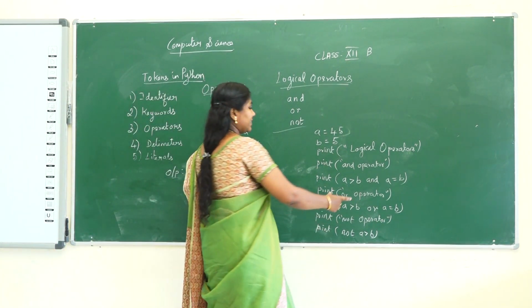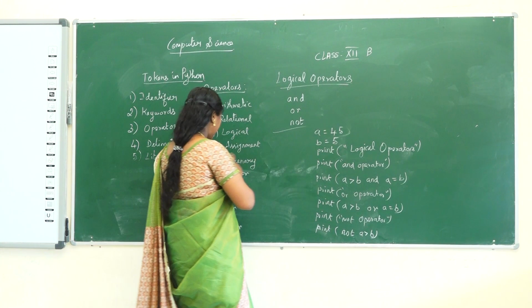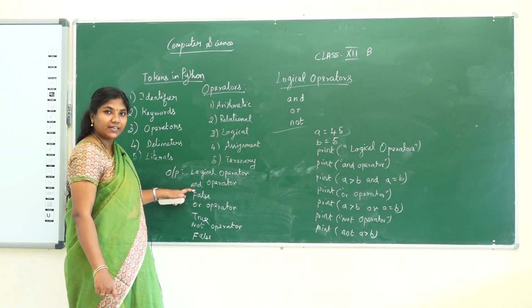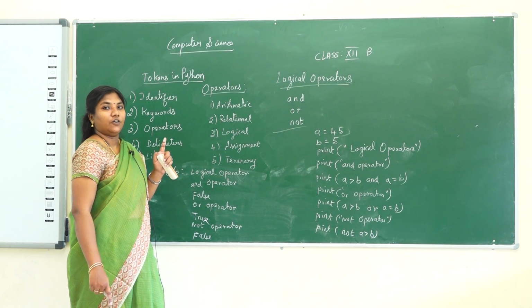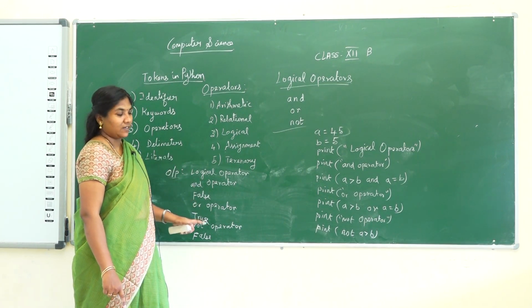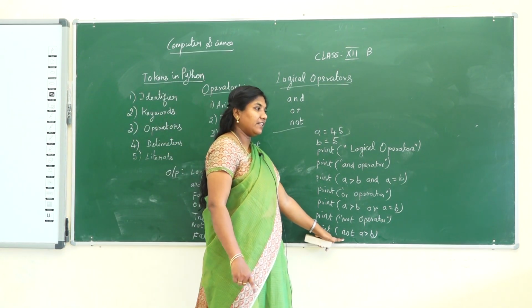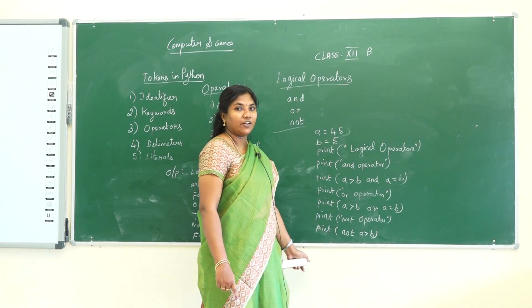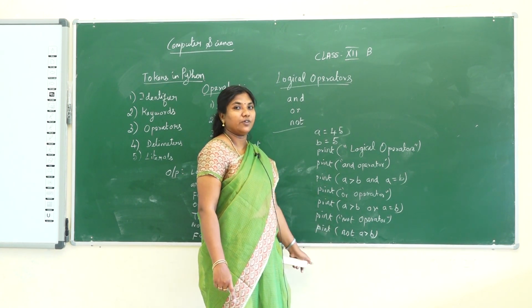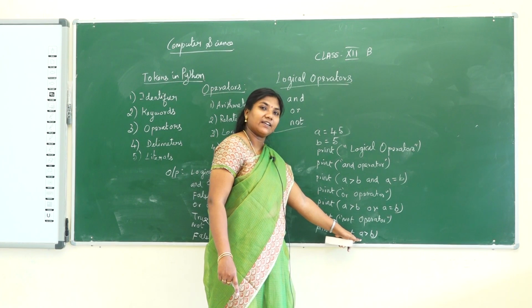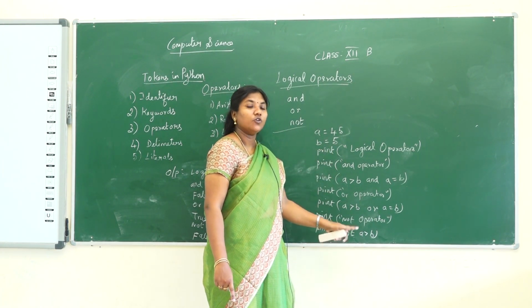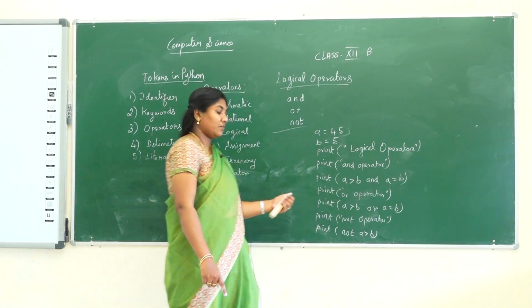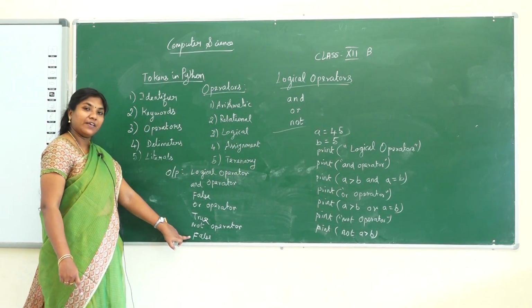If both the conditions are true, then only we will get true for the AND operator, and if either one of the conditions is true, then we will get true for the OR operator. But the NOT operator gives false if it is true, and true if it is false. Here A greater than B is true, since 45 is greater than 5. So NOT of true is false. Okay, so the output will be false.